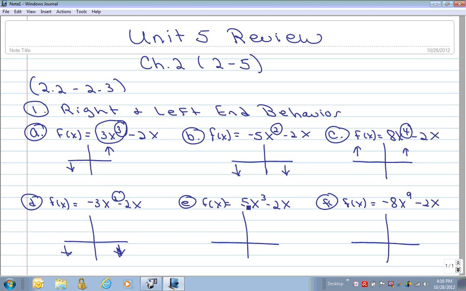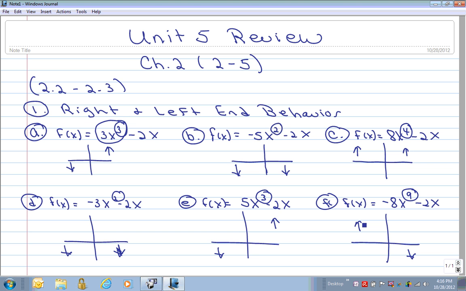In part E, we have a positive leading coefficient. That means on the right we would move upward. We have an odd exponent. We would go opposite on the left. And finally, in our last example, we have a negative leading term. That means we go down on the right, and we have an odd exponent. That would mean we go opposite on the left. And that kind of takes care of our left and right behavior.